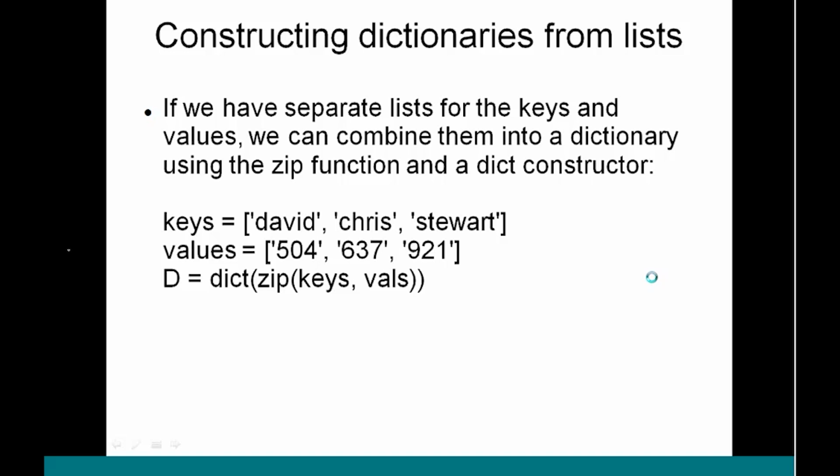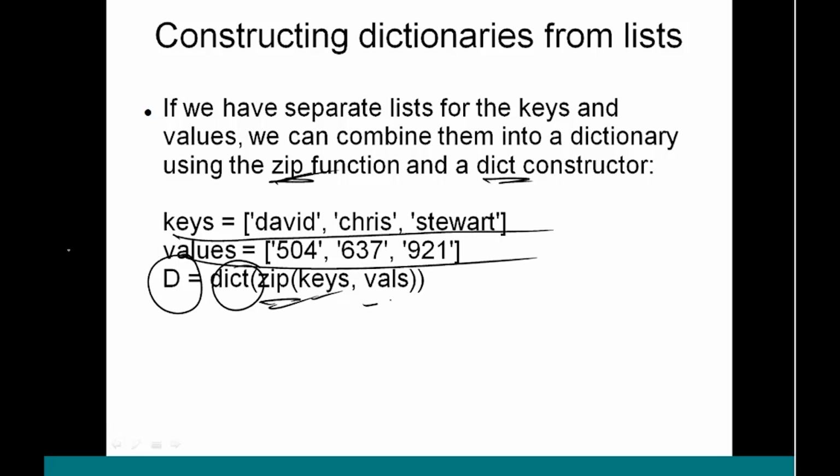Now, constructing dictionaries from lists. For this we can use the zip function. If there are two separate lists for keys and values, we can combine them into a dictionary using the zip function and the dict constructor. The way to use it is that we define the keys, we define the values, and then the dictionary variable equals dict zip keys with values.